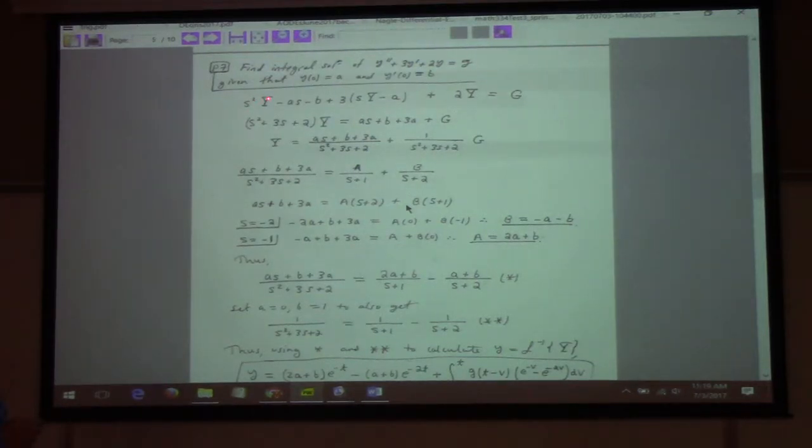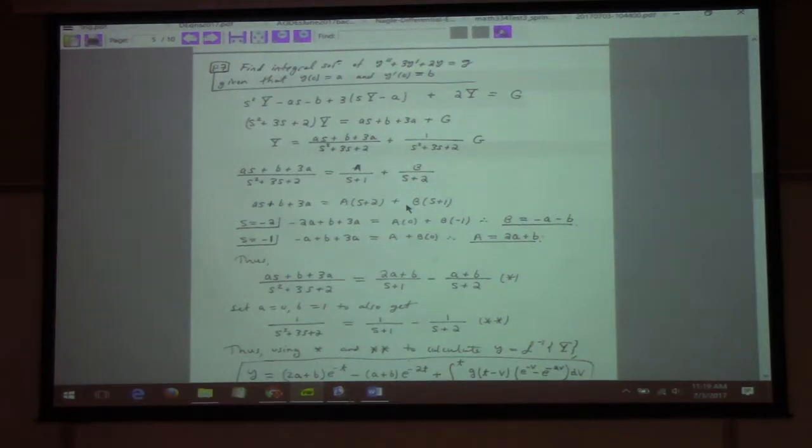So we have s squared Y minus a s minus b, because those are initial position and velocity, if you will. And then plus 3 times sY minus a, because again, a is the y of 0. And then of course, I've still got my 2Y, so that Laplace transforms to big 2Y. Laplace transform of little g is big G. Then I solve for big Y, right? Which gives me this guy, a s plus b plus 3a over s squared plus 3s plus 2, and then plus 1 over s squared plus 3s plus 2, right?